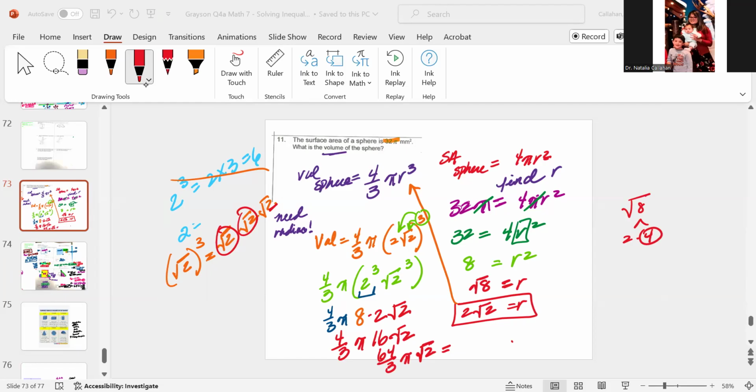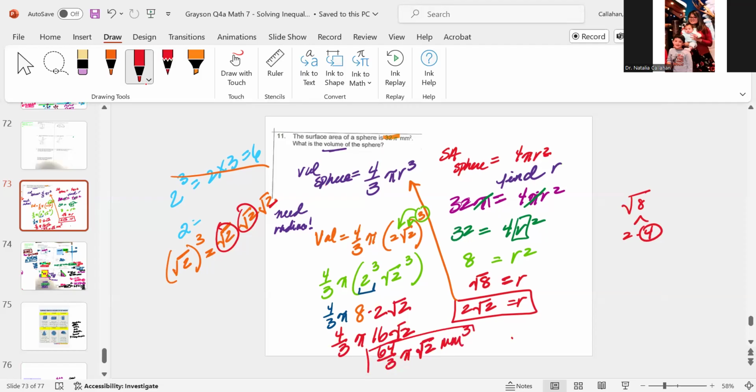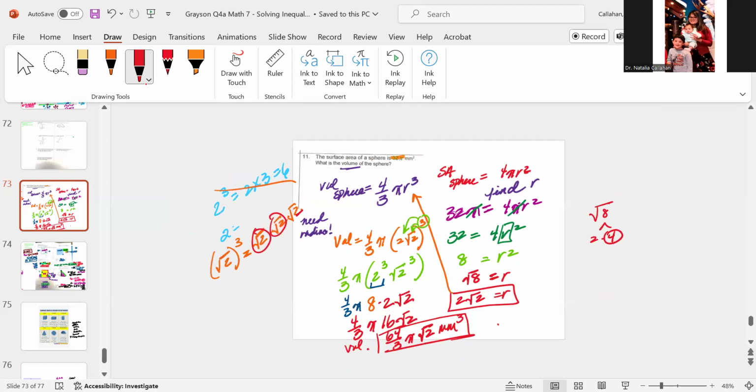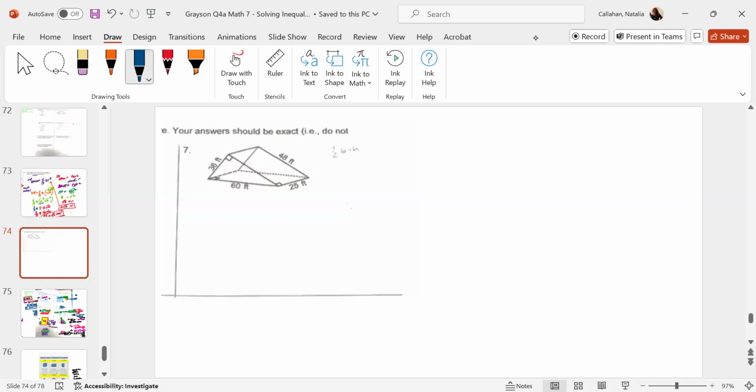You would just leave it like this, actually. That's the volume. Volume, and your answer is millimeters cubed. Now that I did that, you go ahead and do that one on your own. Do it yourself.